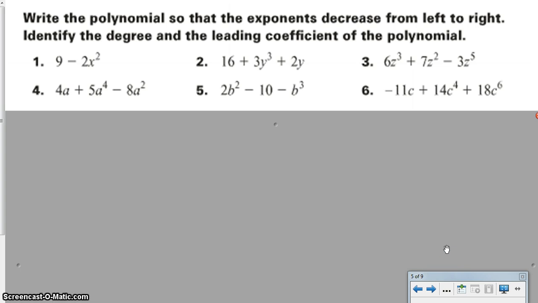Okay, I have 6 problems here for you to do. I want you to write the polynomial so that the exponents decrease from left to right. Identify the degree and the leading coefficient of the polynomial. Go ahead and stop the tape, and do these 6 problems.